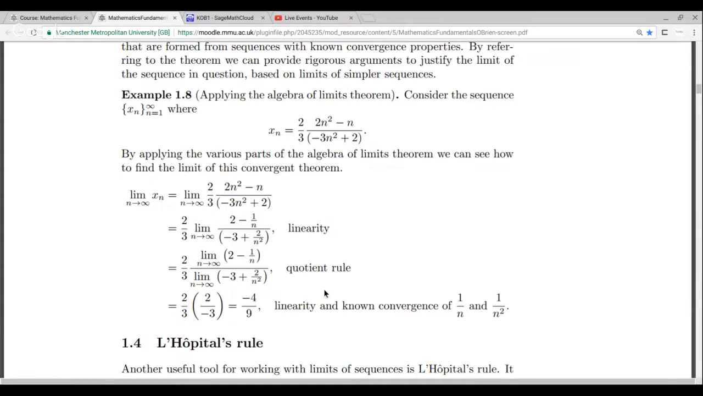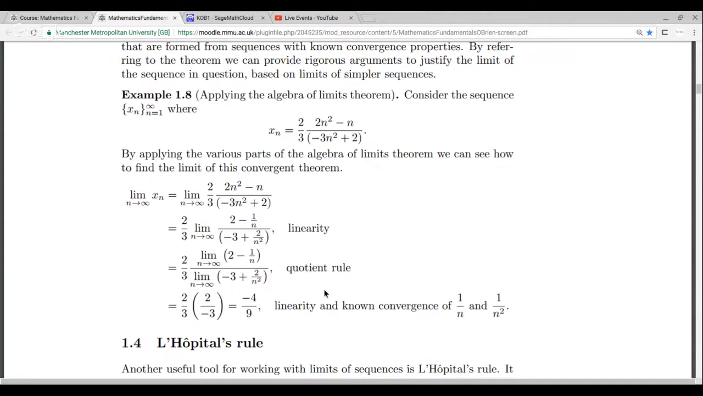And similarly, the limit of the bottom part comes out to be minus 3, because the 2 over n squared part we know converges to 0. We've still got the 2/3 at front. So overall, we have the limit minus 4 over 9. Okay. So you can see in a number of locations there, using the various parts of the algebra of limits theorem to draw conclusions about the limit of that sequence.